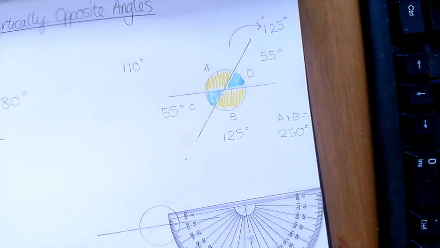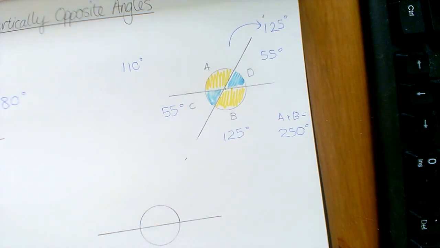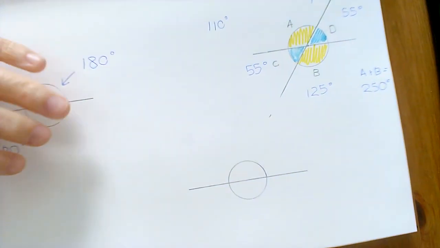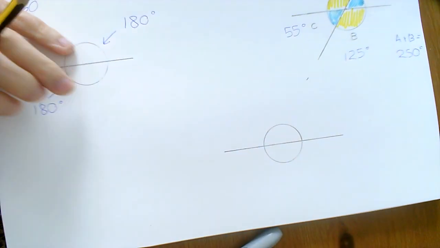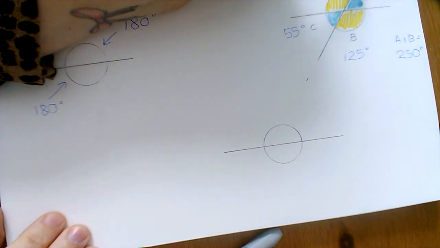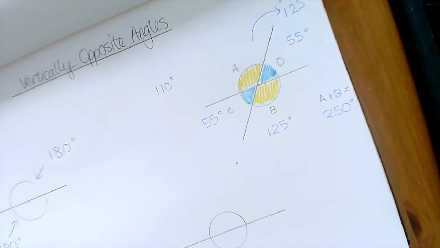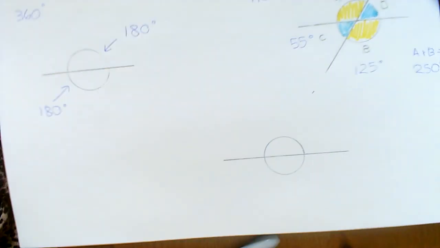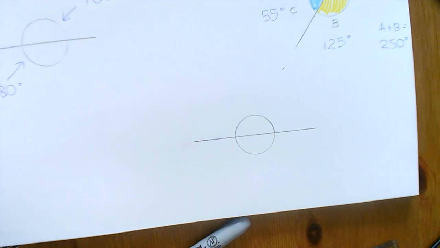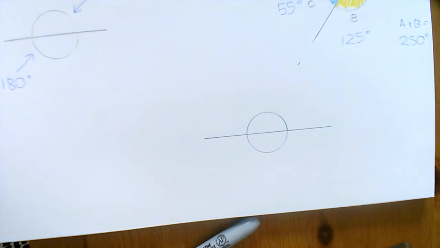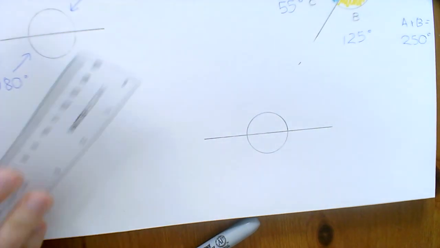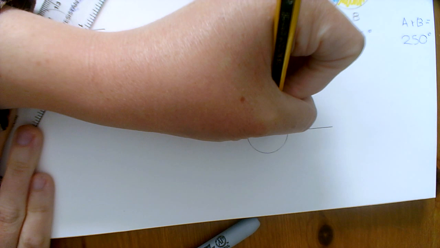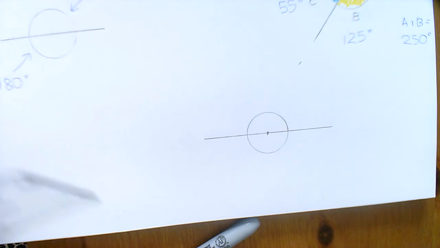So I'm going to show you one more example of how not to measure vertically opposite angles. So we've got a final circle here, and notice how I mentioned on this one previously how important it was to have a straight line. If we're going to measure vertically opposite angles and say that they are equal, it has to be a straight line. So what I'm going to do on this one, I'm just going to make my centre point of the circle nice and clear for you to see.